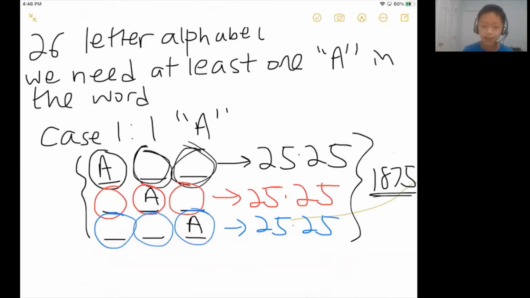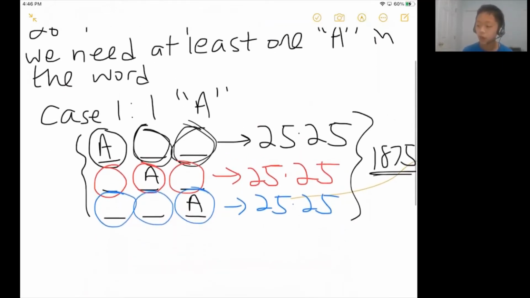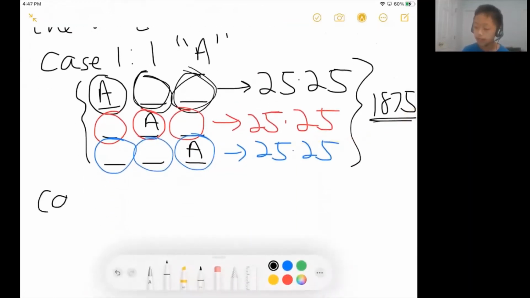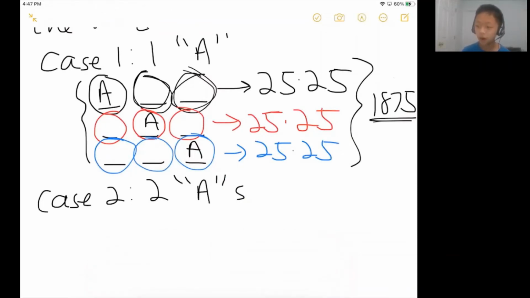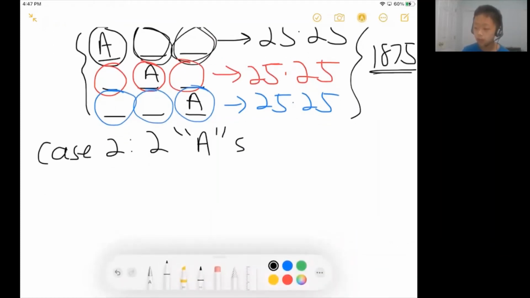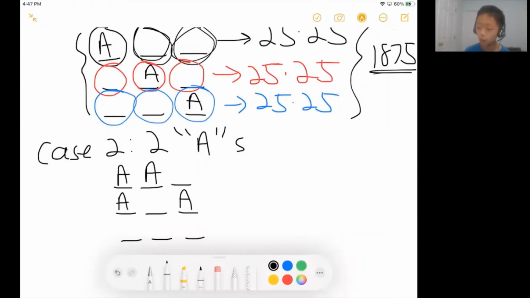We're pretty close, but we have more cases to consider because the question says we need to have at least 1 A, not exactly 1 A. So we have to move on to case 2, when there are 2 A's. If there are 2 A's, then we can again split it into some subcases on where the 2 A's can be. The 2 A's can either be in the first 2 spots, like A, A, and then something, or the A's can be in the first and third spots, or the A's can be in the second and third spots. So there are 3 subcases there.